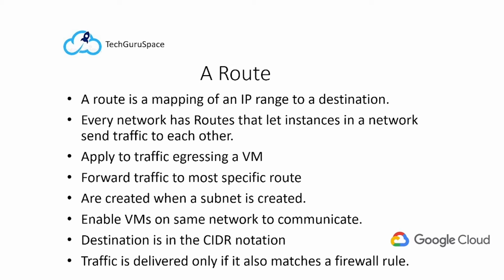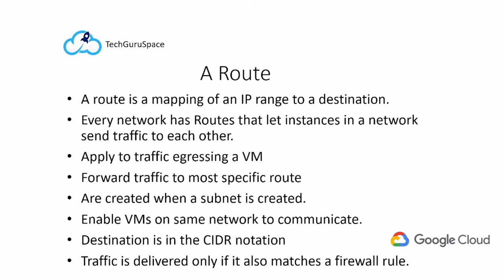By default, every network has routes that let instances in a network send traffic directly to each other, even across subnets. In addition, every network has a default route that directs packets to destinations that are outside the network. Although these routes cover most of your normal routing needs, you can also create special routes that override these routes.